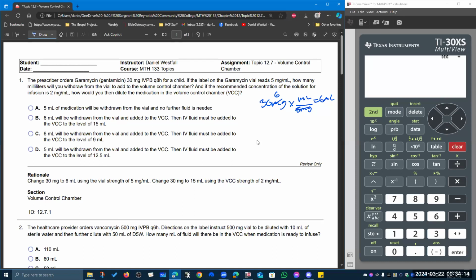And then the recommended concentration of the solution for infusion is 2 milligrams per milliliter. So we're going to take that 30 milligrams and set up a proportion. How much fluid needs to be in the VCC to give it a concentration of 2 milligrams per milliliter? Milligrams are going to cancel. 2 goes into 30 15 times. X is equal to 15 milliliters. So we're looking for the answer that has 6 milliliters first and 15 milliliters second. There it is.